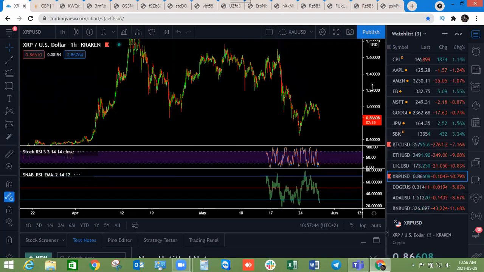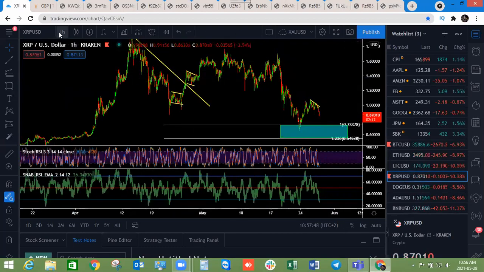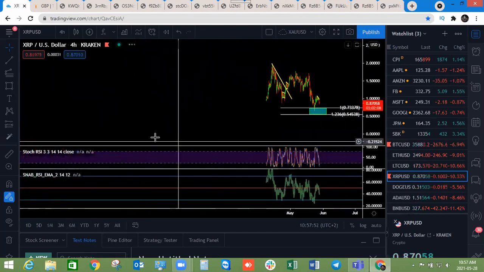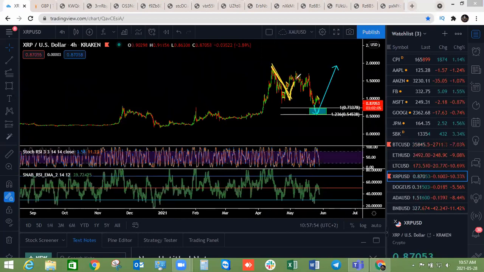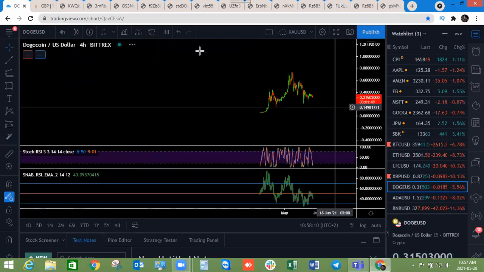XRP, same thing, except XRP is not giving us similar structure to the rest. We've got a bigger corrective structure here. While Bitcoin was making that zigzag, this was also making that zigzag corrective structure, but it does not look like it's over. We have bounced up from the blue box here, but it looks like we're still going to retest that blue box and then push to the upside. That is Ripple. Doge, not over either.